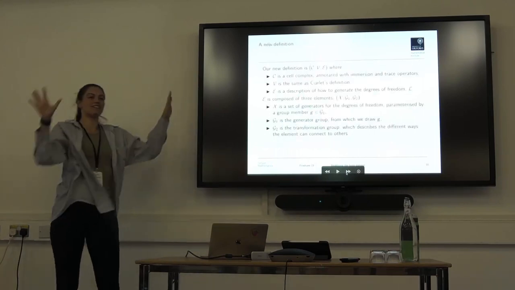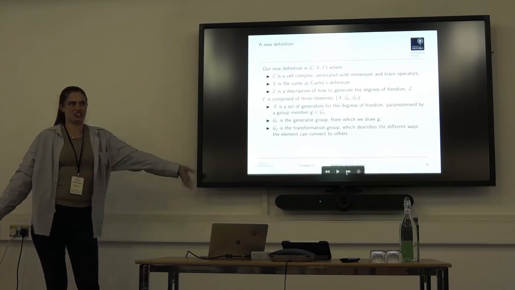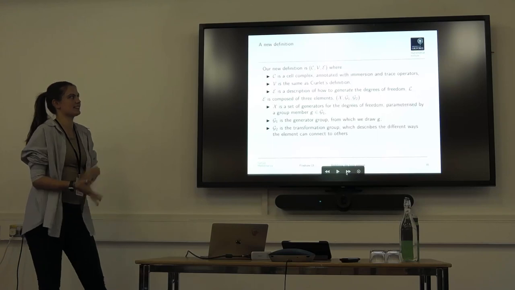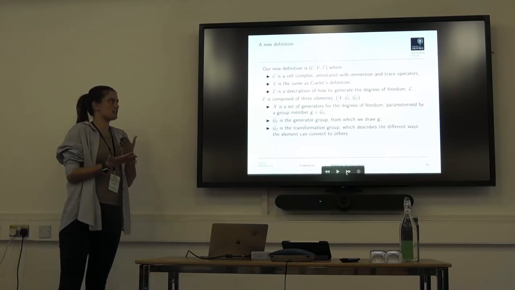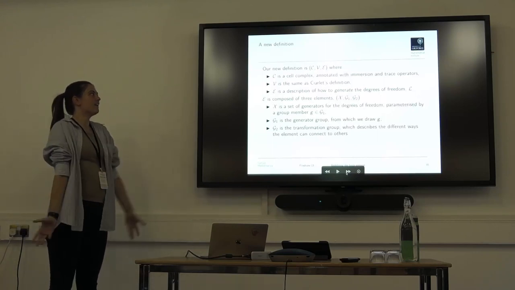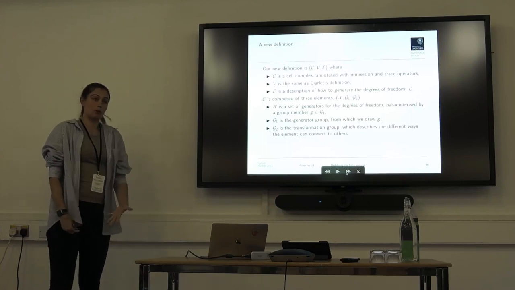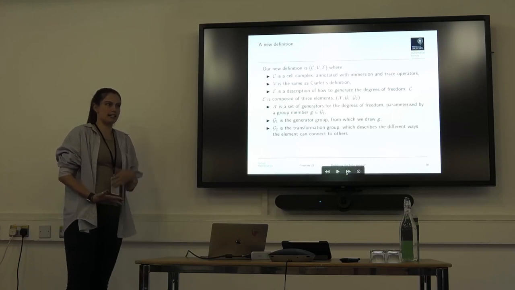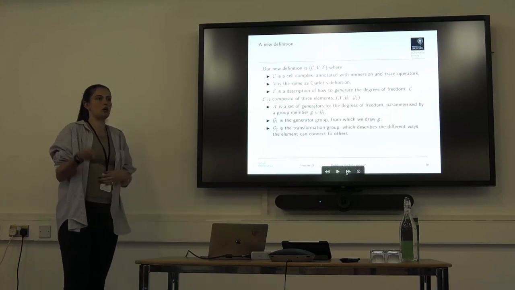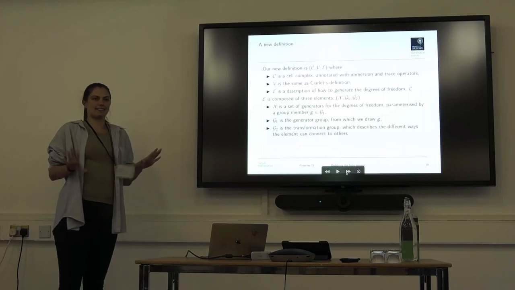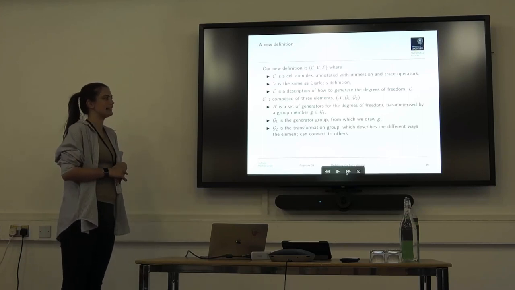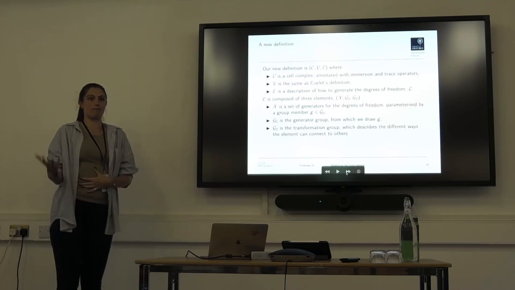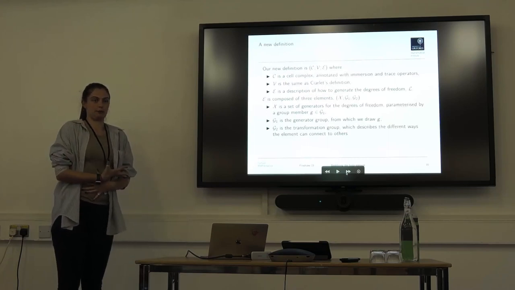So all of that leads up to the new definition, which is, as you can see, fairly similar to Cyril A. Zedberg's class, as in it's a triple, where you've got C, V, epsilon, or E, where C is a cell complex instead of just a cell, with the immersion and trace operators, as I kind of talked about with that diagram with the edges. V is exactly the same, and E is another triple that describes how you generate the degrees of freedom using symmetry groups.